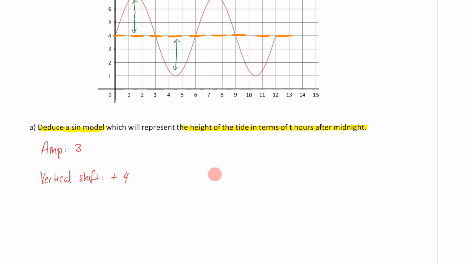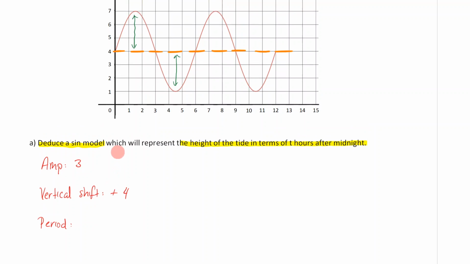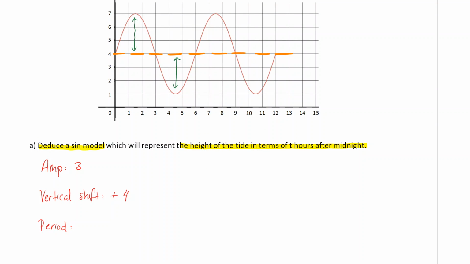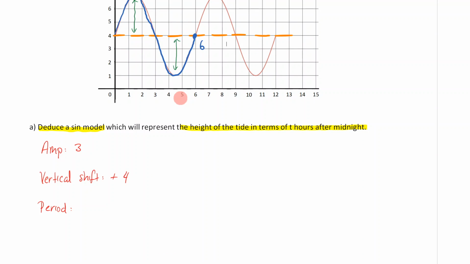I also need to identify what the period is going to be. Remember, the period is the distance it takes for it to do one full cycle. So what is that going to be? To do one full cycle here, I'm going up, down, and up. So that means one period is 6. One period is 6. So the period here, when we come to write it down, is 6.